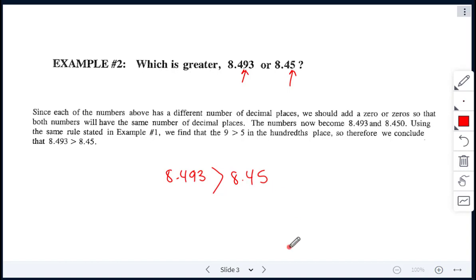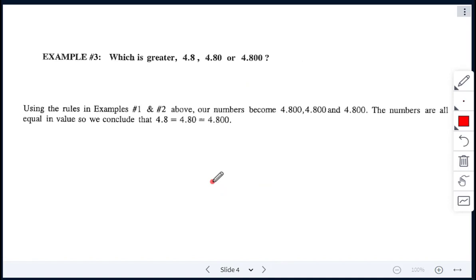All right, if you wanted to, you could continue and fill in zeros. That's what it's saying here. You can add zeros here. Then you can compare all the digits. All right, so that leads us to our next question, which is greater, 4.8, 4.80, or 4.800. So all of these numbers are the exact same. They're all equal in value. All right, so we would say 4.8 is equal to 4.80, which is equal to 4.800.